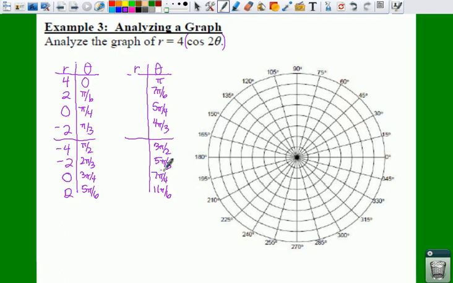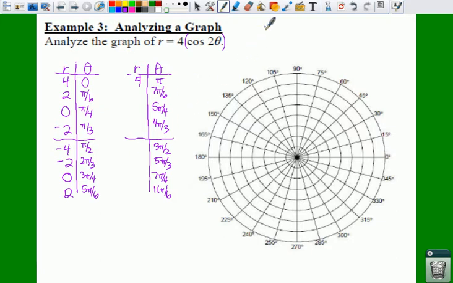That's a 2, not a cursive Q. Plug in pi: cosine of 2 pi is 1, so you get a 4. And then you have 7 pi over 6 times 2, which gives us 7 pi over 3. So 7 pi over 3 is the same as pi over 3. Cosine at pi over 3.